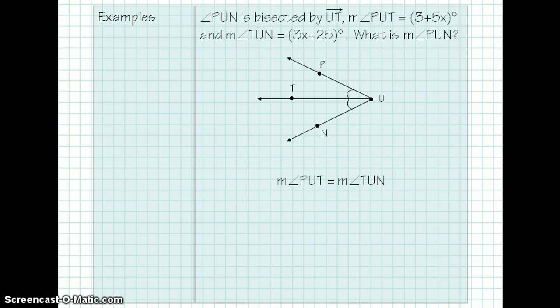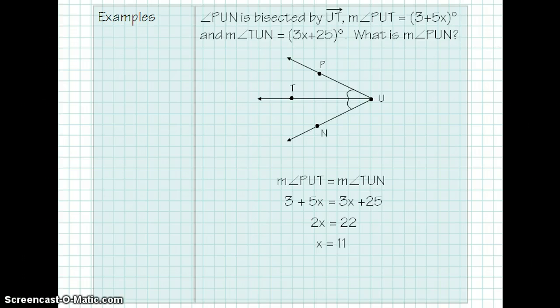So the measure of angle PUT is equal to the measure of angle TUN, because again, it's bisected. So there's two pieces that are the same. So 3 plus 5x is equal to 3x plus 25. I subtract my 3x, I subtract my 3, and I get 2x is equal to 22. Divide by 2, and I get x is equal to 11.